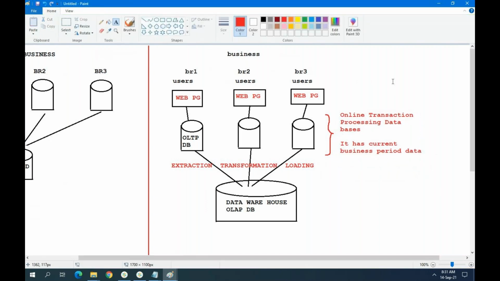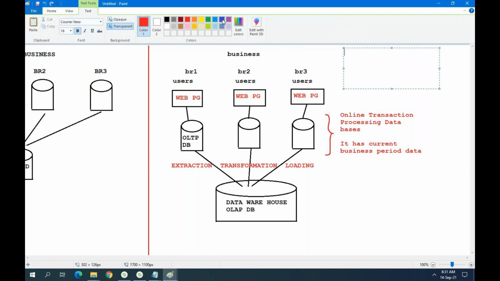See, according to the Indian financial calendar year, our business financial year starts on April 1st every year and ends on March 31st, right? Here, April 1st, 2021 to March 31st, 2022. This is the financial year period.